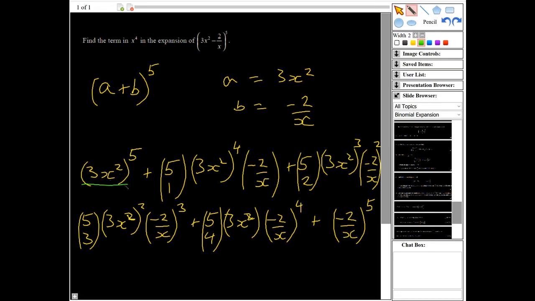So it's going to give me power things in x to the power of 10, so I don't want that one. If I look at this one, I'm going to get x squared to the power of 4, so that's going to give me x to the power of 8. And then I'm going to divide by 1x, so it's going to be x to the power of 7. So I don't want that one either.